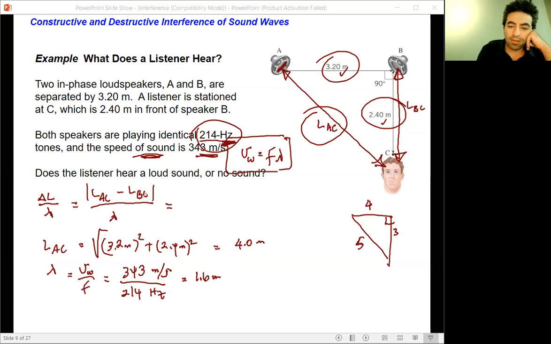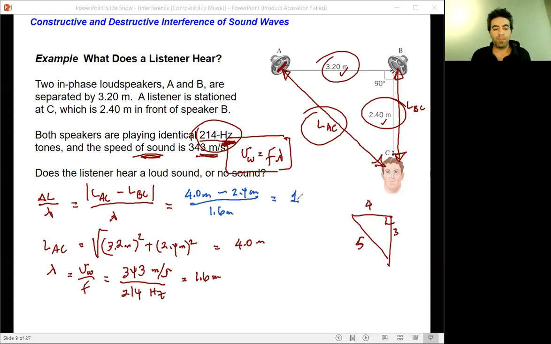So then I can substitute in up here. The length AC is 4 meters. The length BC is 2.4 meters. And the wavelength is 1.6 meters. So this happens to be 1.6 divided by 1.6, which gives me exactly 1. Because the ratio of the path difference divided by the wavelength is exactly 1, I get constructive interference, which means that I get loud sound.